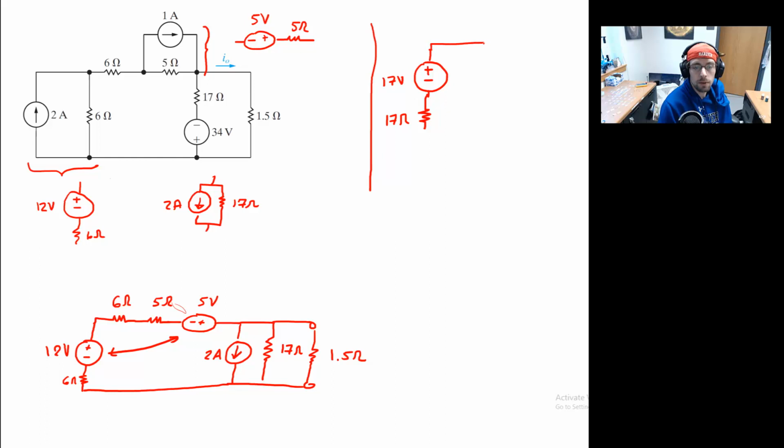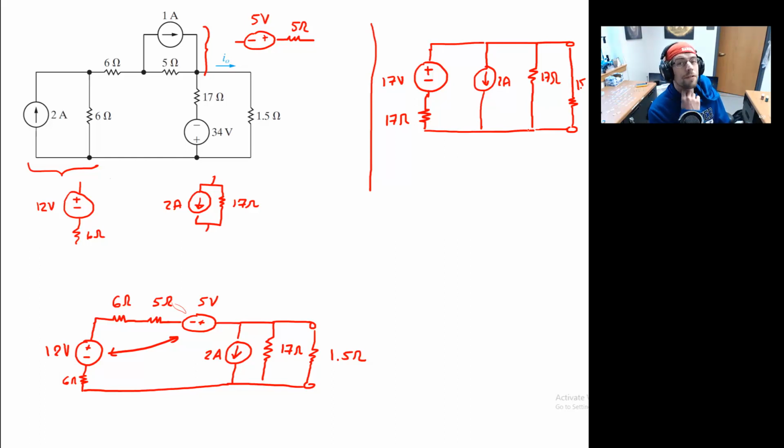Then, what else do we have? We have a 2 amp supply. And we have a 17 ohm resistor. And then we have our 1.5 ohm resistor. Sorry, I'm running out of space there. Well, now I've got to figure out how to exchange the 17 volt supply, or combine the 17 volt supply with the 2 amp supply.